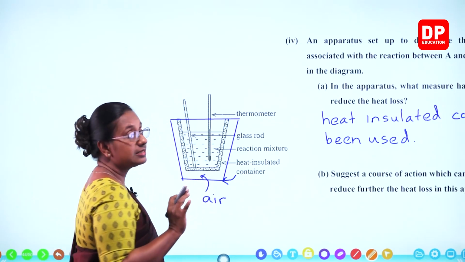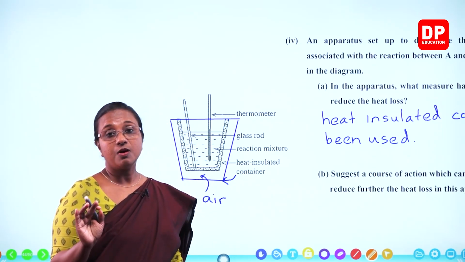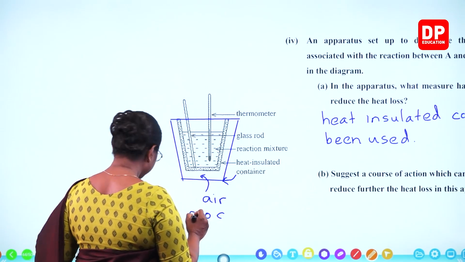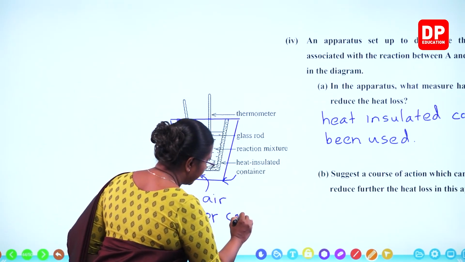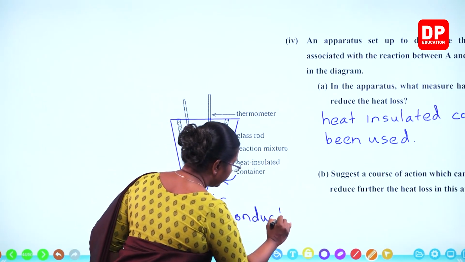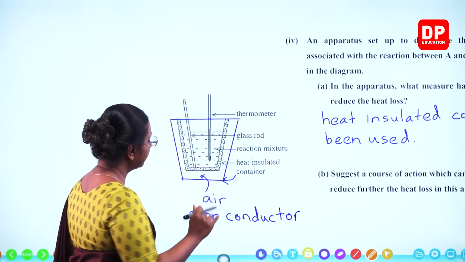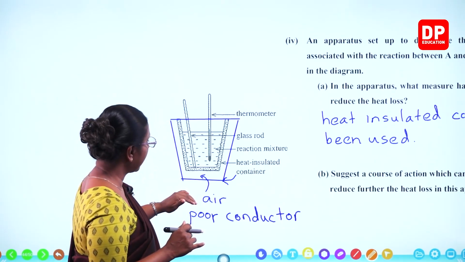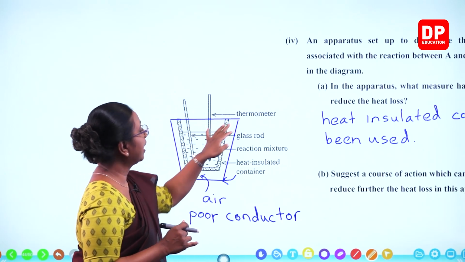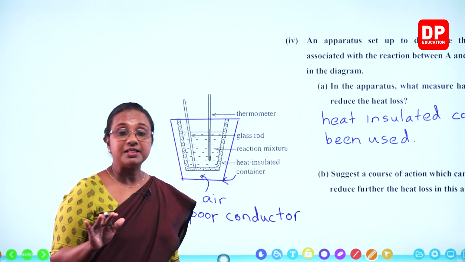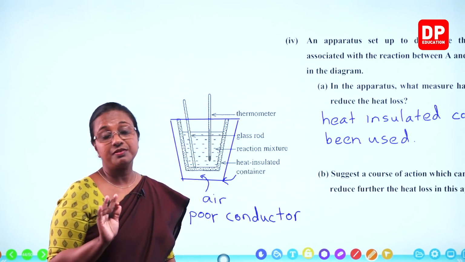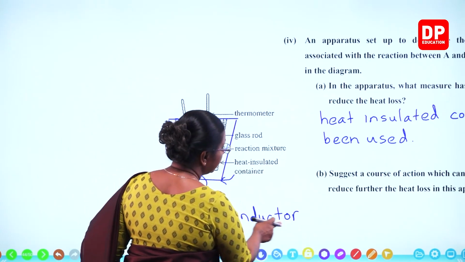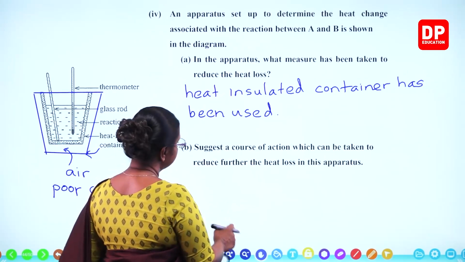Now air is a poor conductor of heat. So this further prevents heat loss by conduction. So you can have one cup within the other cup, and also you can use a lid. These are methods by which further loss of heat can be prevented. Is that clear, student? So then you can write any one of these methods.